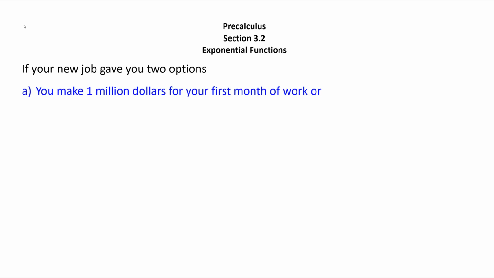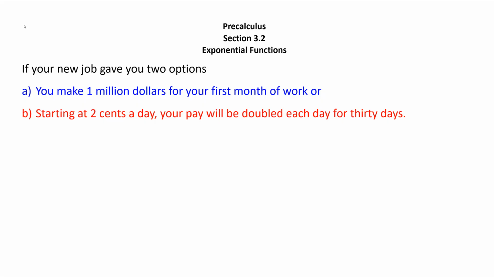Okay, this is section 3.2, and we're going to be talking about exponential functions. Suppose you have a new job and they gave you two options. You could either make $1 million for your first month, or starting at 2 cents a day, your pay will be doubled each day for 30 days. And so the question is, what would you pick?